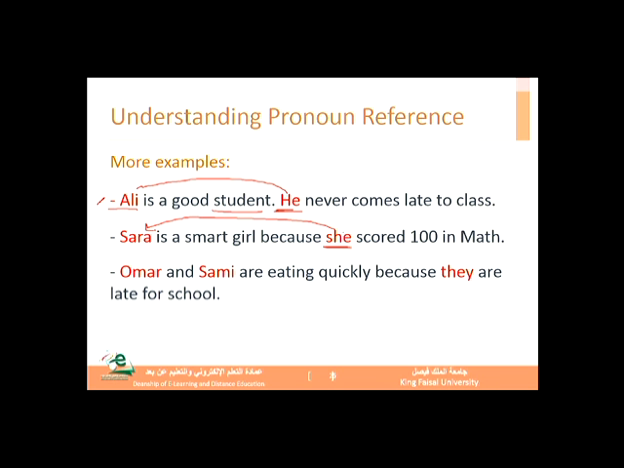Okay, now the third sentence, Umar and Sami are eating quickly because they are late for school. Now they, option number 1, Umar. Option number 2, Sami. Option number 3, Umar and Sami. Now how do we know what antecedent the pronoun they refers back to? Well, it's quite simple. We look for number agreement. They is plural, Sami is singular, Umar is singular, but together they form plural. So they refers back to Umar and Sami. As simple as that.